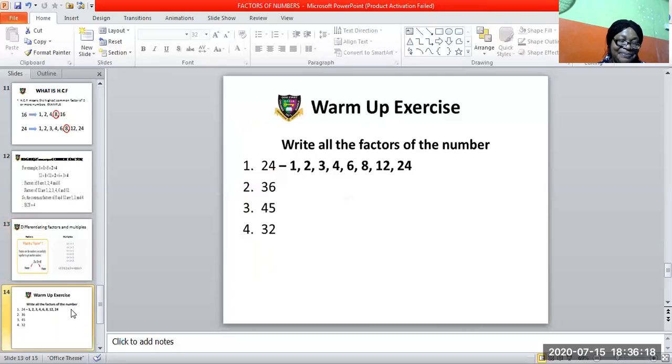Let's look at a warm-up exercise for you. Yes, you need a warm-up exercise in math. Of course, yes, we can do it. Yes, we can. Yes, you can. Beautiful. Now, let us look at it this way.